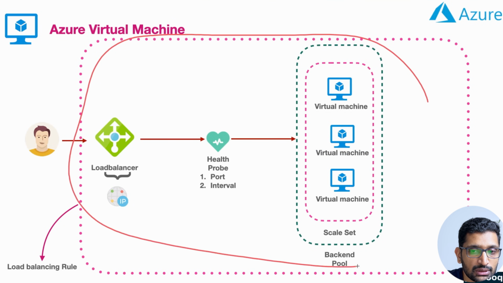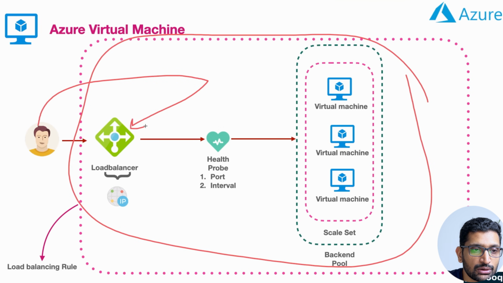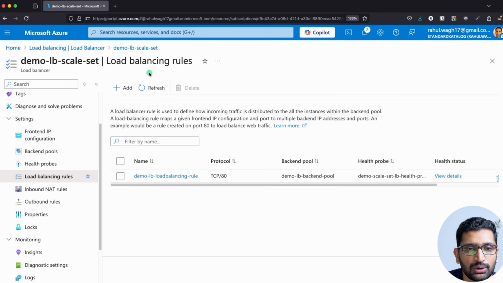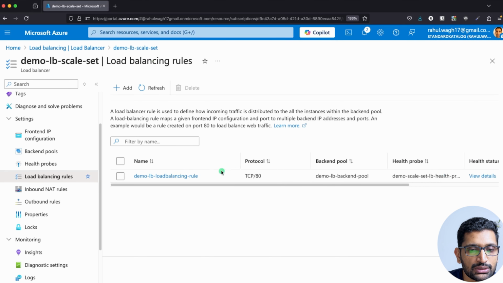This whole setup is now ready, and a user can make a request to this particular load balancer, and then the request will start routing to these virtual machines from here, and here. All right. So let's take a look if our load balancer rule has been created. So here you can see our load balancer rule has been created.